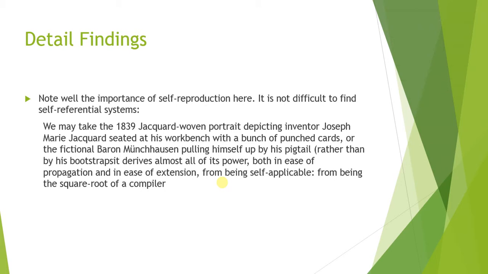And here are the detailed findings. Note well the importance of self-reproduction here. It is not difficult to find self-referential systems. We may take the 1839 Jacquard woven portrait depicting inventor Joseph Marie Jacquard seated at his workbench with a bunch of punched cards, or the fictional Baron Munchausen pulling himself out by his pigtail. Rather, the bootstrapist derives almost all of his power, both in case of propagation and in case of extension, from being self-applicable.